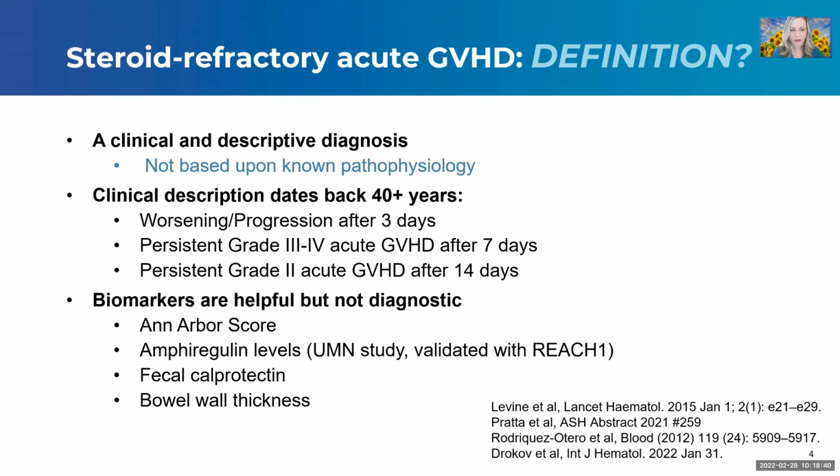There are some biomarkers that can lend insight into whether someone may be likely or not likely to respond to high-dose glucocorticoids. These are helpful, but they are not diagnostic for the entity of steroid refractory acute GVHD. The Ann Arbor score, comprised of ST2 and REG3 alpha, can be helpful. We have studied amphiregulin levels in collaboration with Insight. Fecal calprotectin can be useful to monitor luminal inflammation, and a recent study showing bowel wall thickness by ultrasound may be a helpful surrogate as well. But again, none of these tests are diagnostic for the entity.